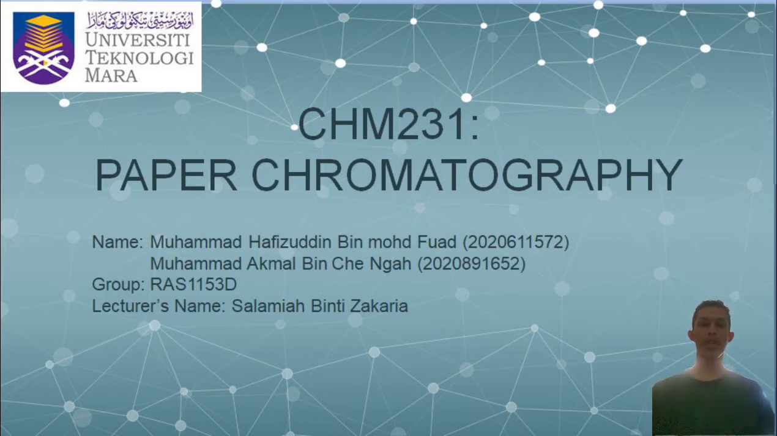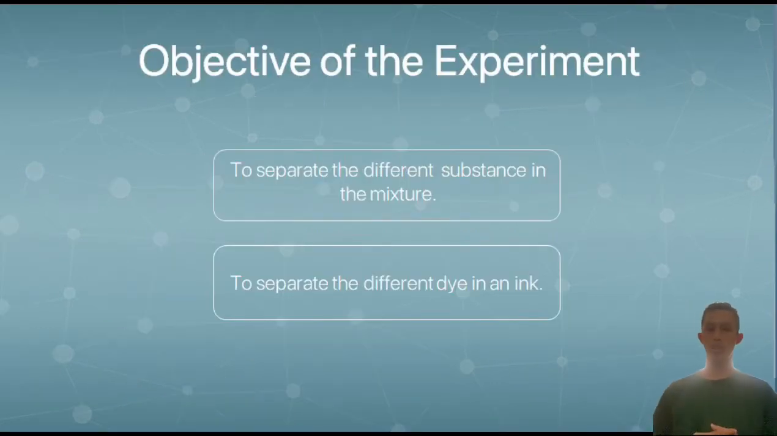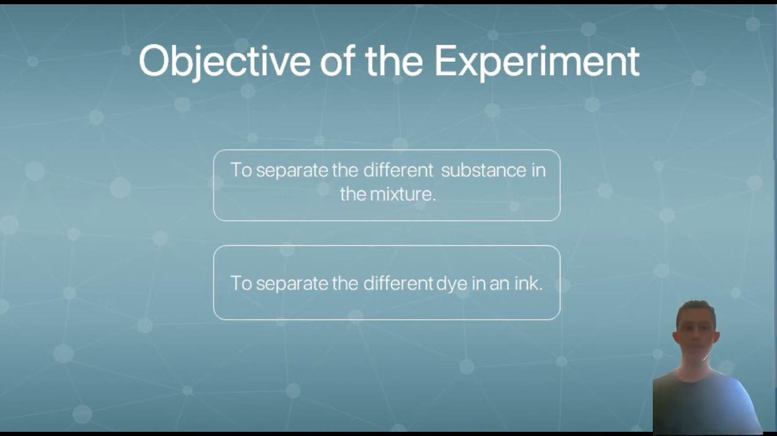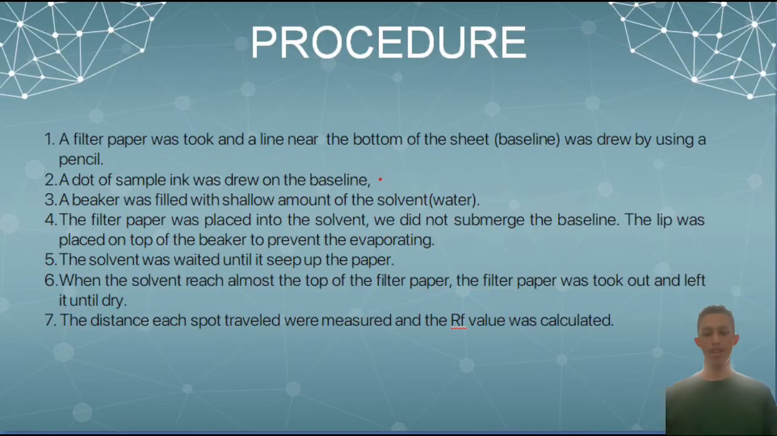For the experiment, we chose the paper chromatography experiment. For the objective, basically, we do this experiment to separate the different substances in a mixture, and to separate the different dyes in an ink. Next, we move to the procedure of the experiment.